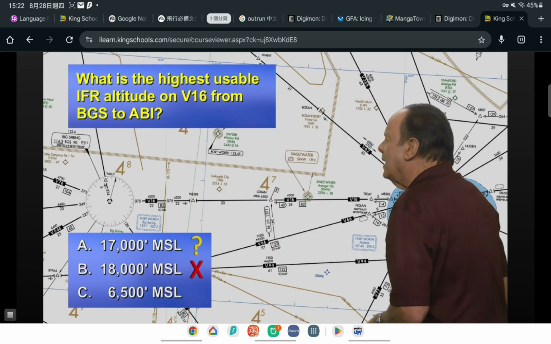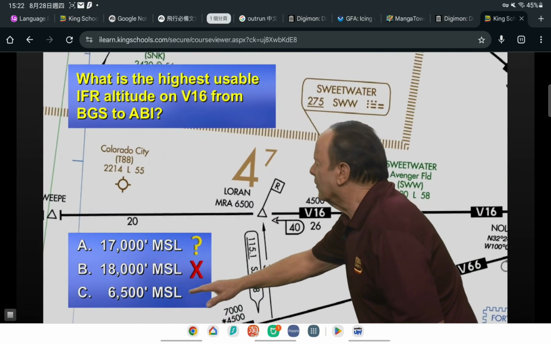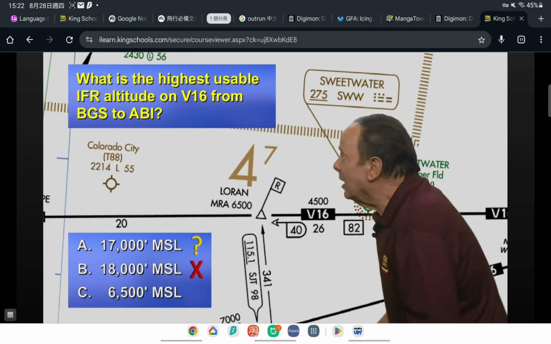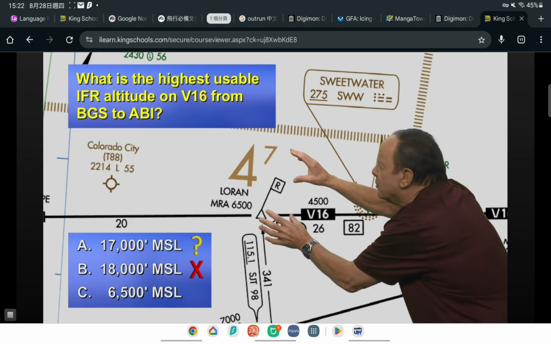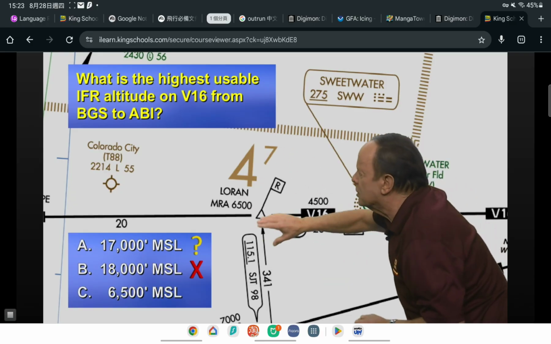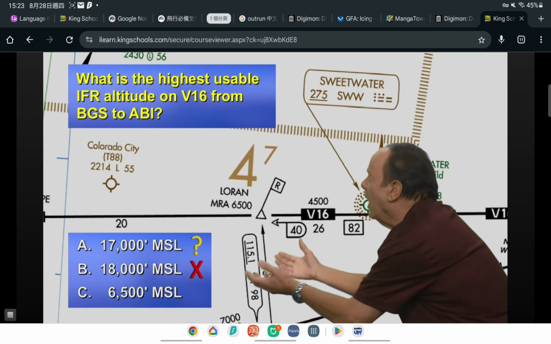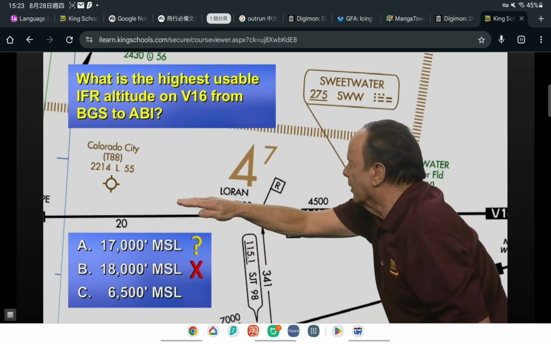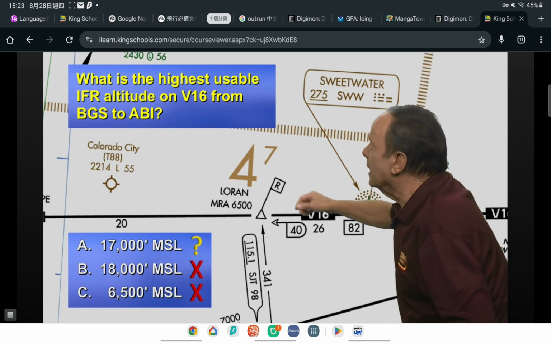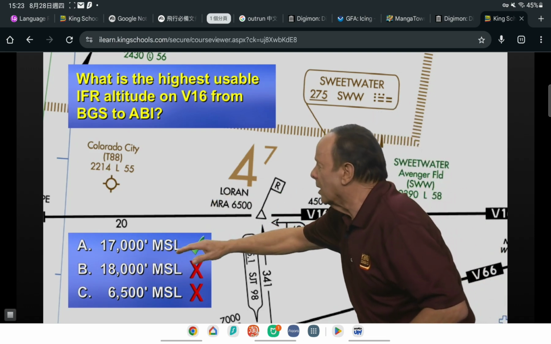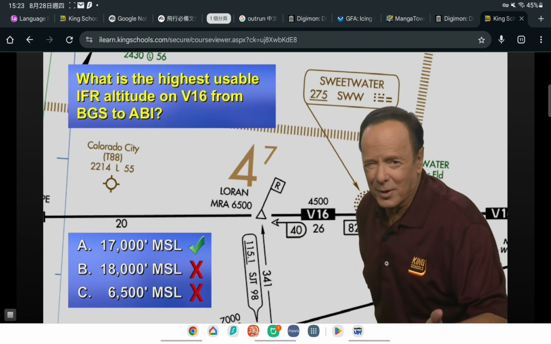Now, answer C says 6,500 feet MSL. Well, that is a usable IFR altitude, but it's the minimum reception altitude for Loran intersection here, and you were asked for the highest usable altitude on Victor 16. So, answer A, 17,000 feet MSL, is higher, and it is the correct answer.